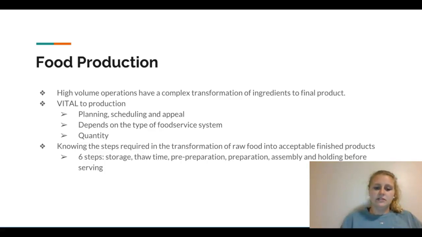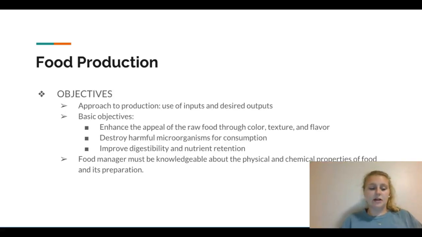You want to know the steps required in the transformation. The six steps are storage, thaw time, pre-prep, preparation, assembly, and holding before serving. Some objectives of food production are the approach to production, the use of inputs, and desired outputs. Like I said before, you want to make sure that what is being input is going to cause the desired output that you want as management and as a team of employees.